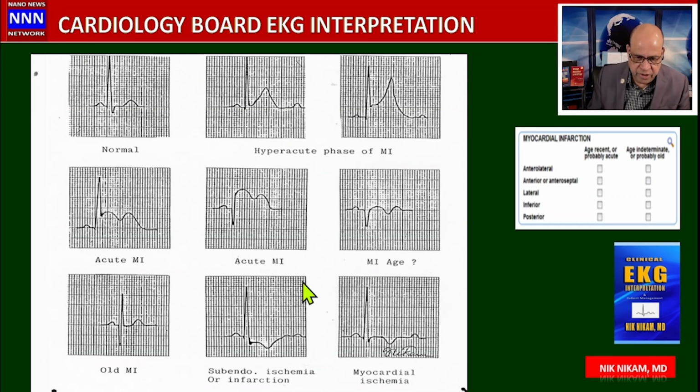If it is related to certain groups of leads and is associated with elevated troponins, it is considered non-transmural myocardial infarction. Both these cases are non-transmural myocardial infarction. Here it's a little more obvious because of the ST depression, and in this case we just see T wave changes. So these are the evolutionary changes related to acute myocardial infarction, subendocardial ischemia or infarction, and myocardial ischemia.